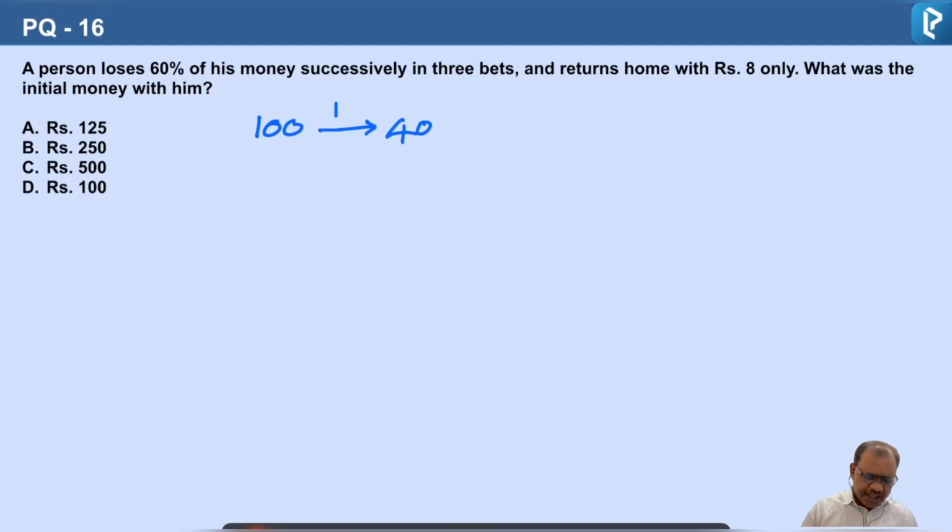So again in the second bet also he loses 60%. So what is the 60% of 40? 60% of 40 is 24. So 24 subtract from 40, 16 is remaining. 16. This is after second bet. So now again after the third bet, he loses 60% again. So from 16 calculate 60%.